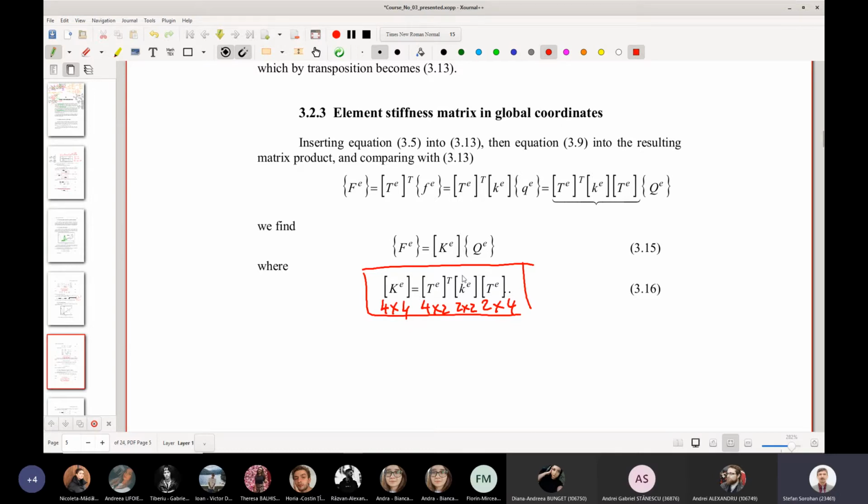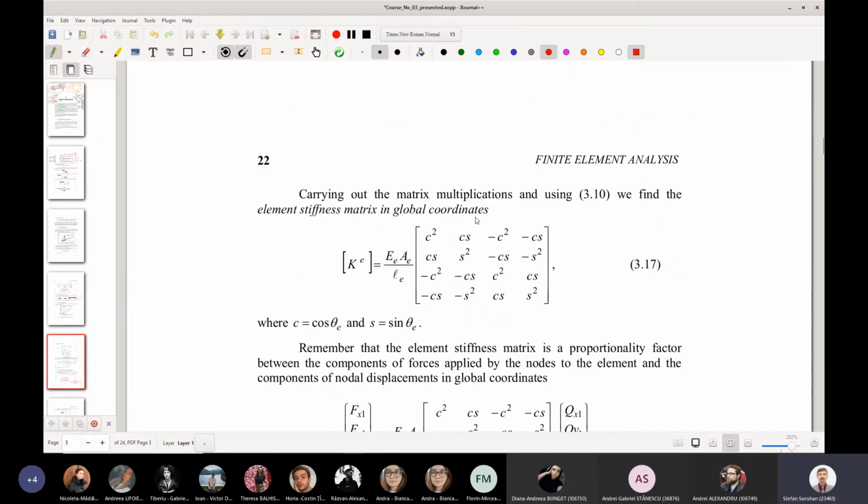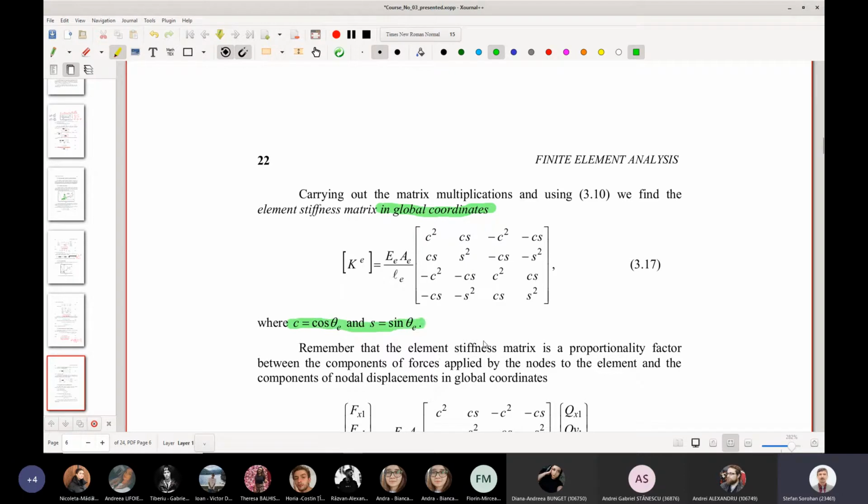And if you consider the expression for this one, please remember it is EA divided by L, with the Young modulus, cross-section area and the length of a particular element, times the matrix 1, minus 1, minus 1, 1. If you do this matrix multiplication, you will obtain the element stiffness matrix in global coordinates. This is the main idea. Here C and S mean cosine and sine of theta. So we have this element stiffness matrix.